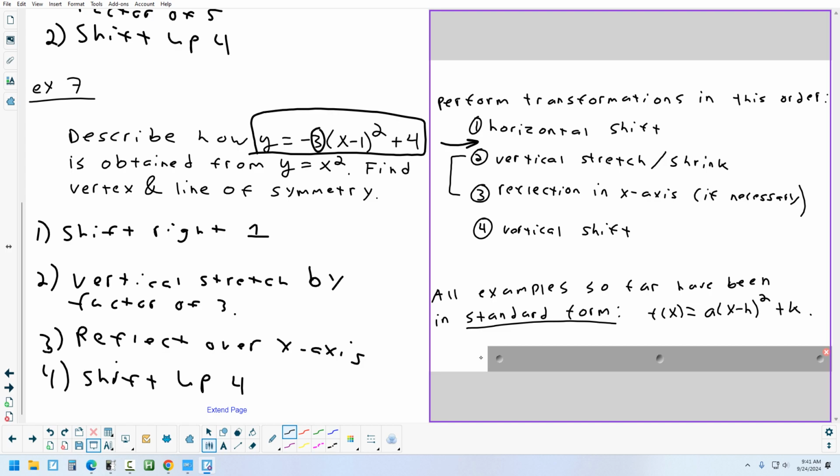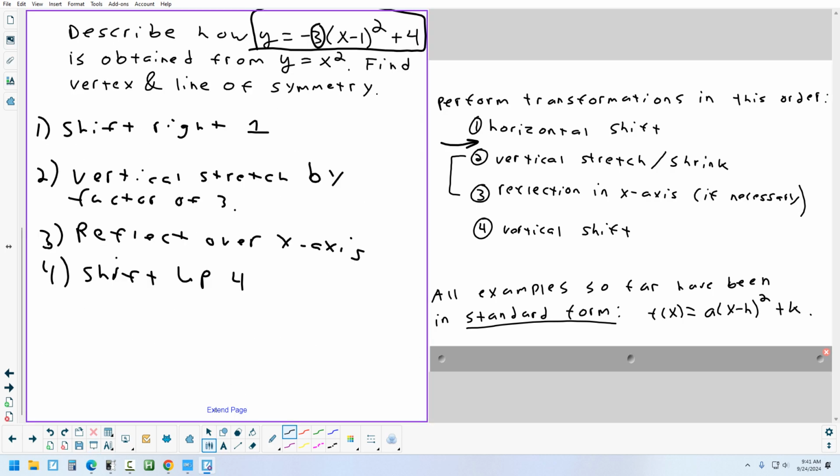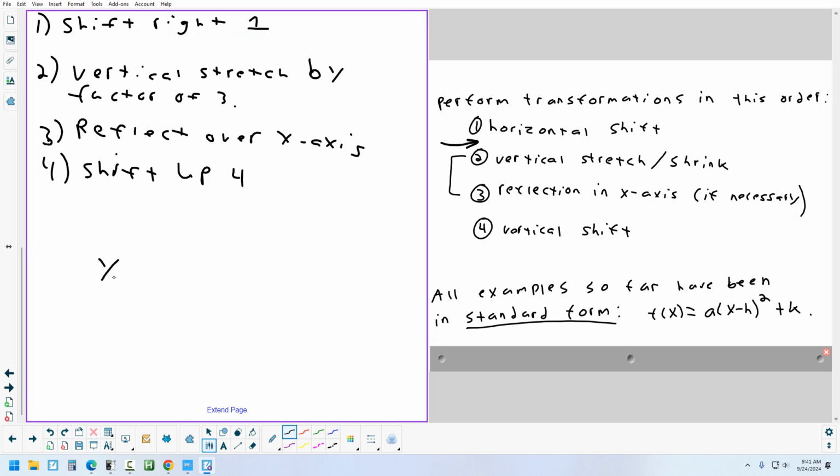Now, all these problems that we've been doing are in what are called standard form, and that's the only format I will ever give them to you in. If you're wondering, well, what would it mean if it wasn't standard form? Well, let's say you had something like this. It's easy to tell the transformations because it's in standard form. This -2 is going to move it 2 to the right. This -4 is going to move it 4 down.